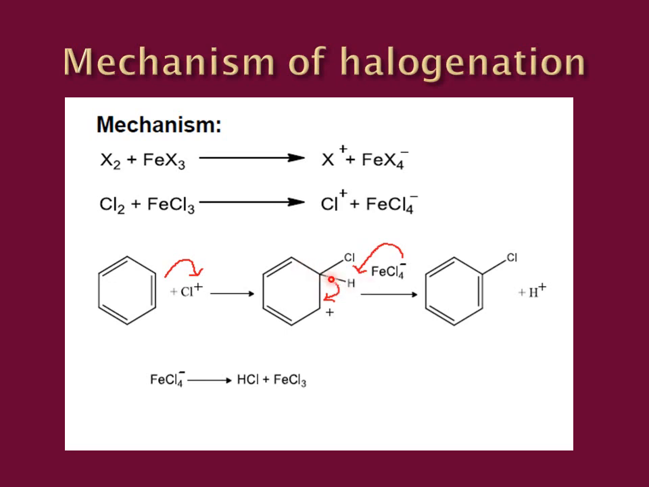Now the hydrogen of benzene is substituted with chlorine. Now in the second step, FeCl4 negative, after abstracting this proton, is converted into FeCl3. Now one of the chlorine atoms is attached to hydrogen giving HCl.